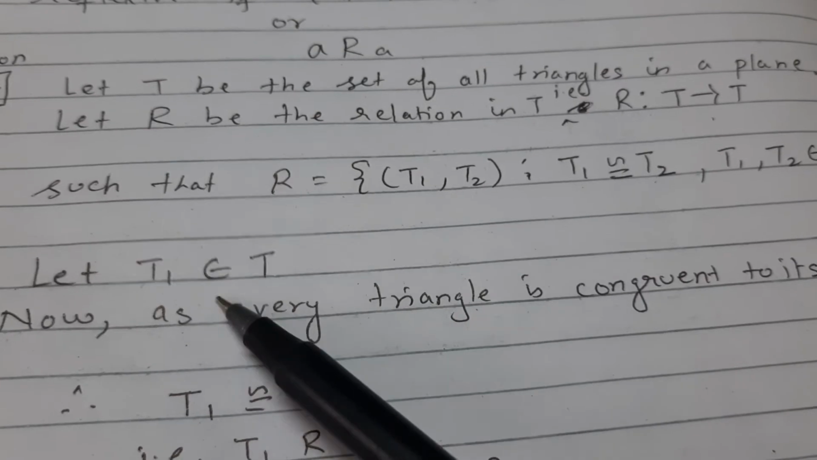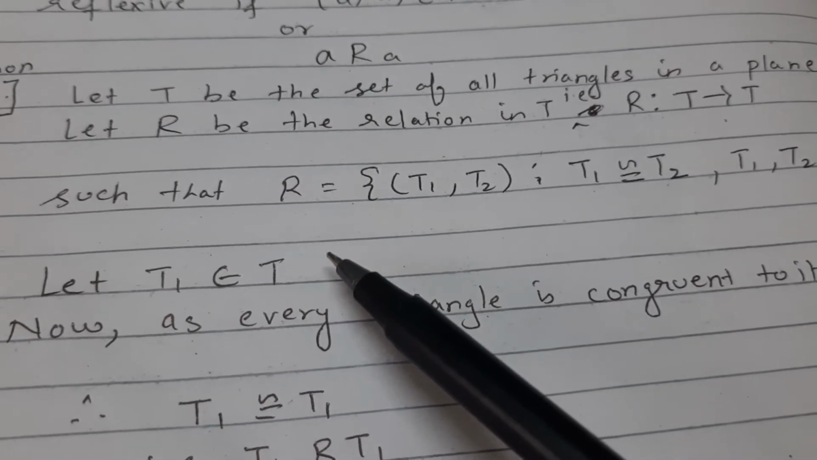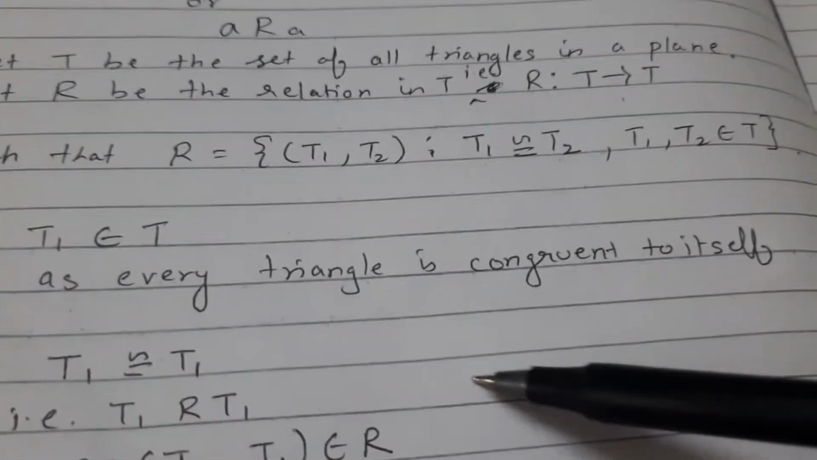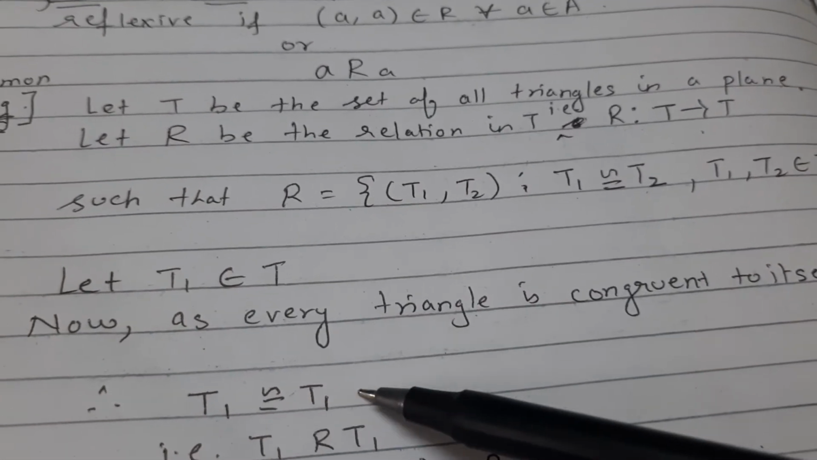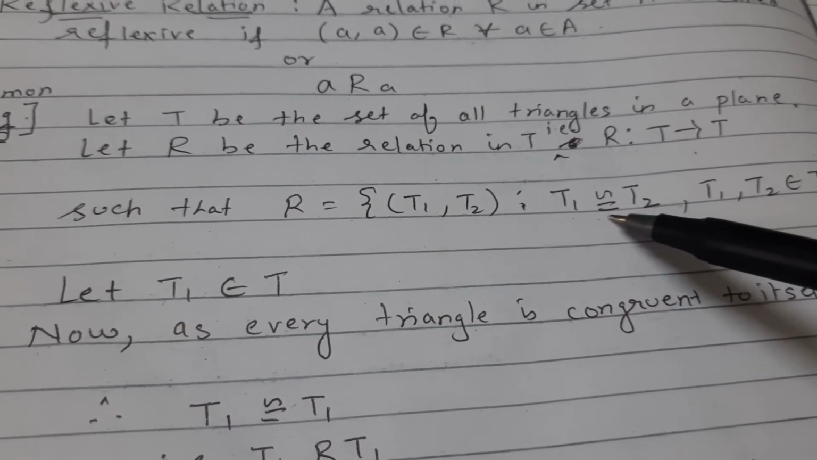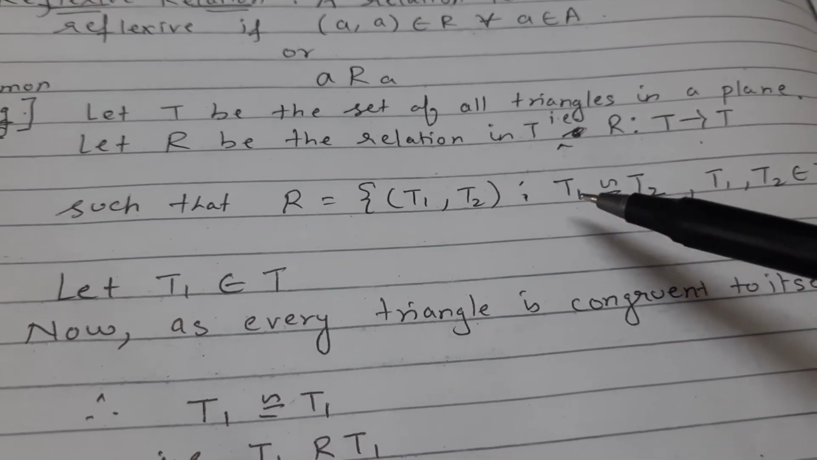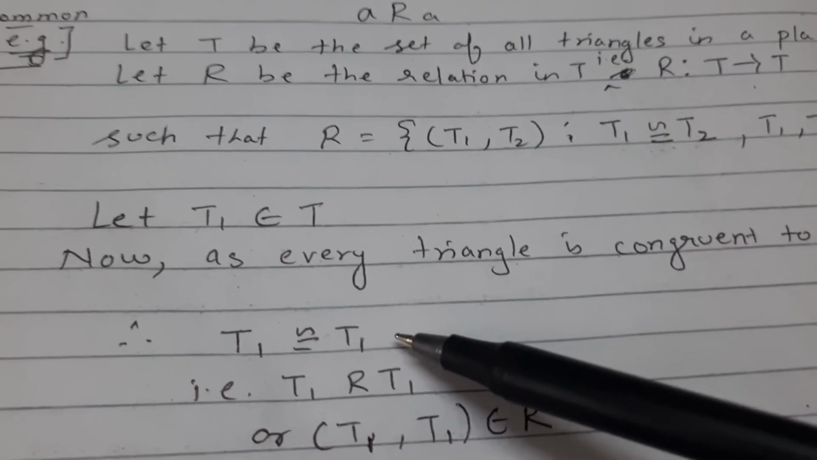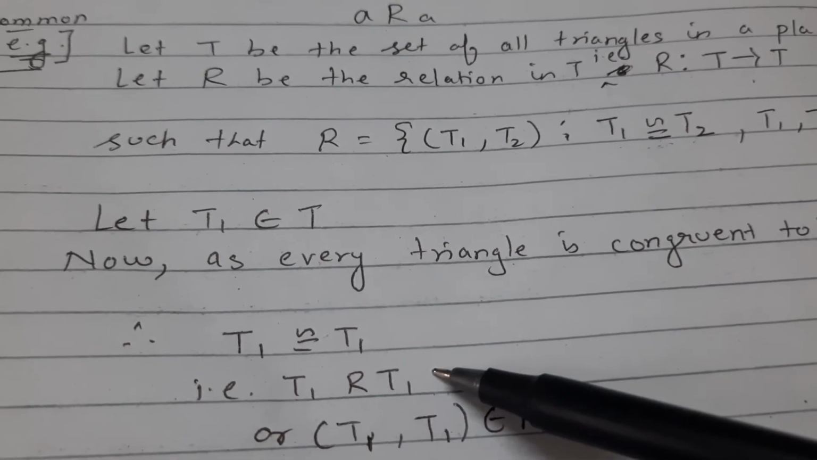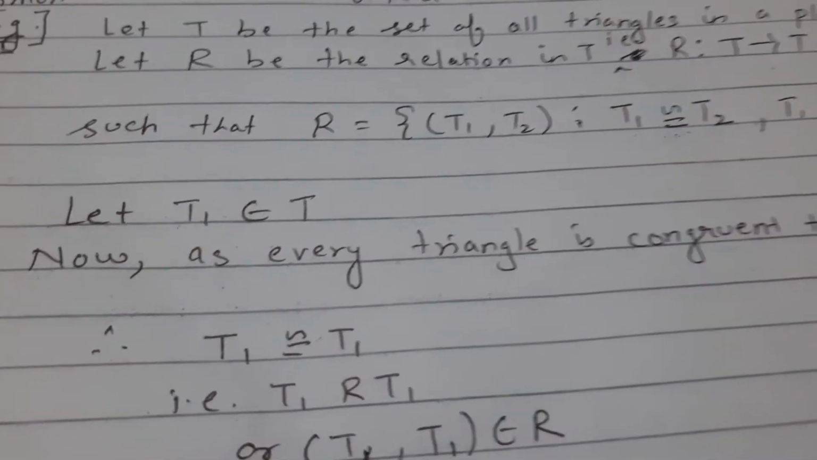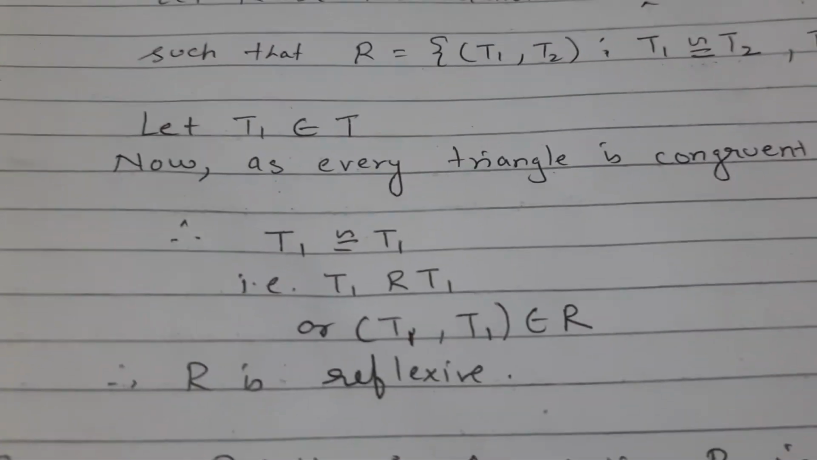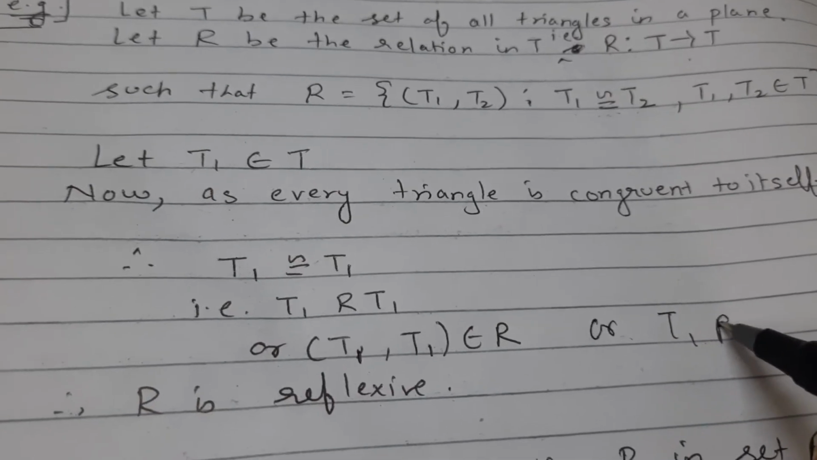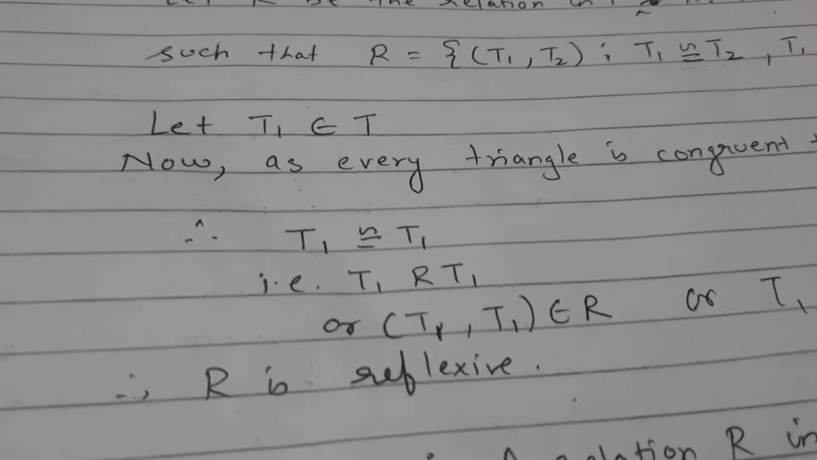So now let T1 belong to T. We have to see only one element. As every triangle is congruent to itself, T1 is congruent to T1. This is the definition of the relation: it is related when triangle T1 is congruent to triangle T2. So T1 is related to T1, that means its mirror image exists. So (T1, T1) belongs to R, or you can also write it as T1 is related to T1. Therefore R is reflexive.